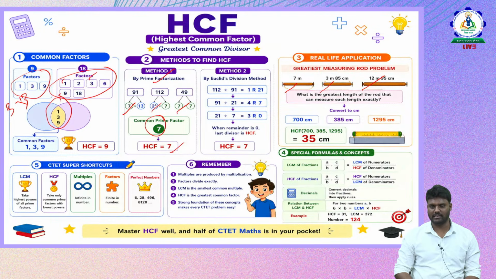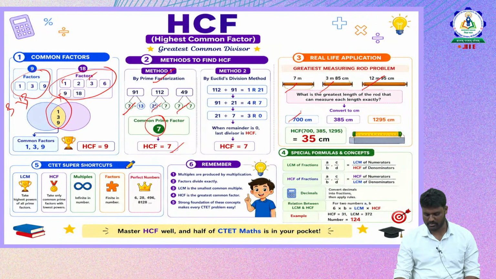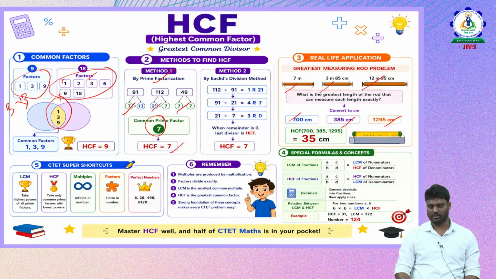Okay, so in this case, we need to apply the concept of the highest common factor. When you convert this into centimeters, it becomes 700 centimeters, 385 centimeters, 1295 centimeters. Now apply the HCF of all three numbers, 700, 385, 1295. Then we'll get 35 centimeters.